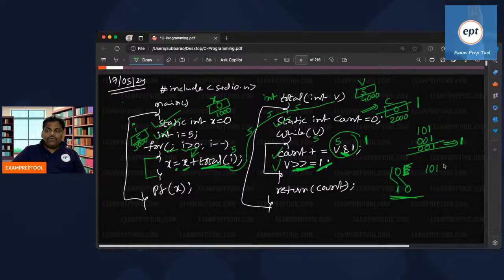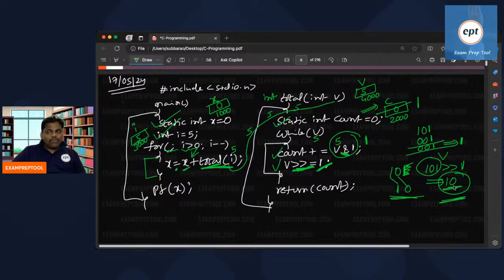101. If you do a right shift one time, the rightmost one will go out. The remaining is 10. So now the V value becomes, see this one, the right shift is done. V right shift one time happened. V now becomes 10. Initially V is here. After the right shift is over, V became 10.